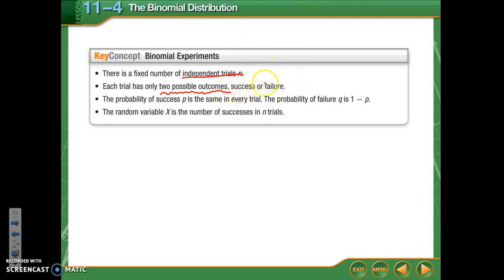So just like in my multiple choice situation, even though there were 4 options, my probability of success was 1/4 and my probability of failure was 3/4. And the probability of success, which we're calling p, has to be the same in every trial. And so the probability of failure would be 1 minus p. So in our example with multiple choice, my probability of success is 1/4. The probability of failure is 1 minus 1/4, or 3/4. And then the random variable x is the number of successes in n trials. So how many times am I successful over n trials?